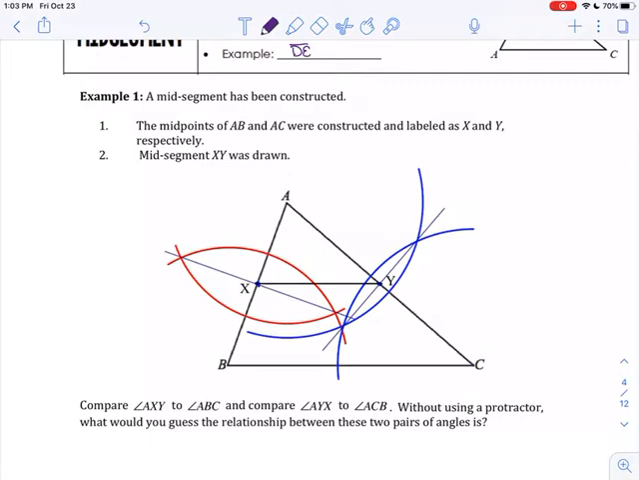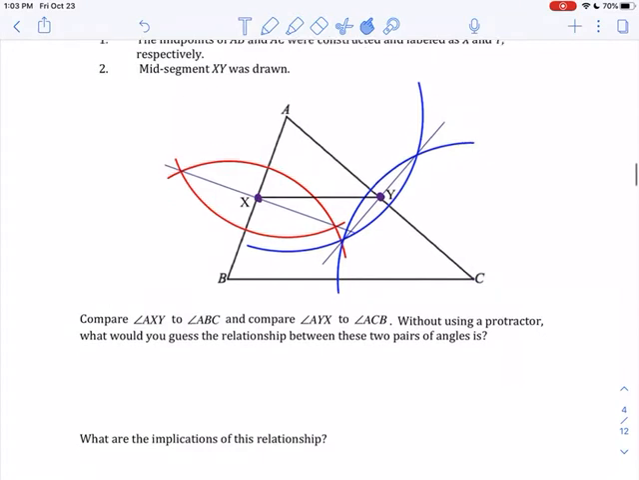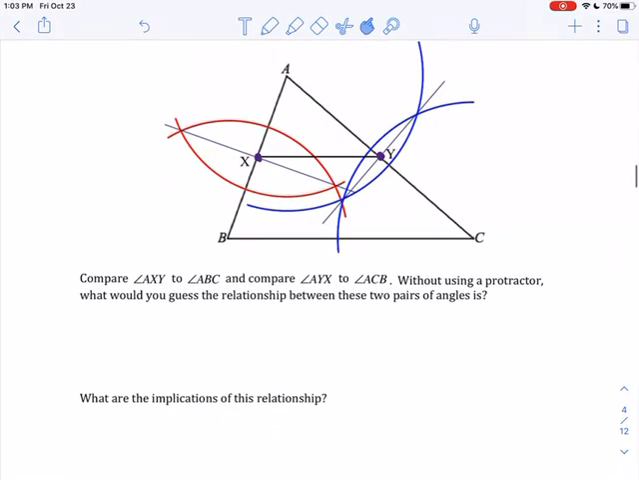I put my compass on C, I opened it more than halfway, and I drew that blue arc. I put it on A, same setting, drew that blue arc, and then again I drew that perpendicular bisector. So where the perpendicular bisector touches the side of the triangle, I called that Y on the right, and where the perpendicular bisector touches the side of the triangle on the left, I called that X. And then I connected X and Y. So midsegment XY was drawn. So I just wanted to explain that to you.